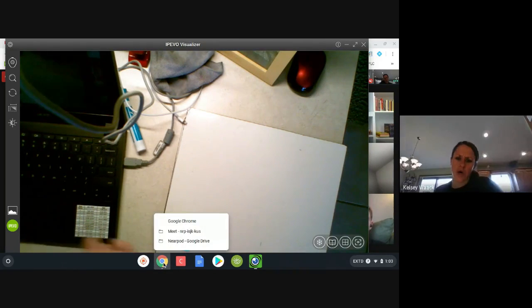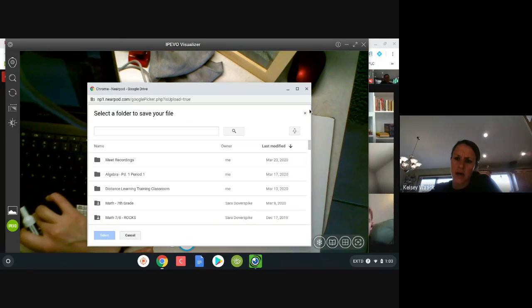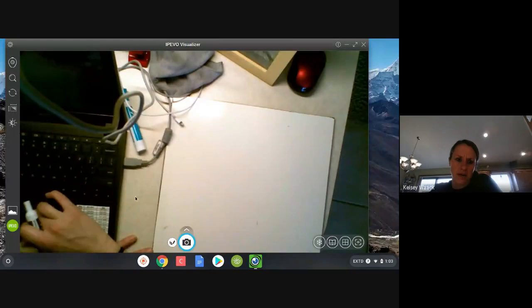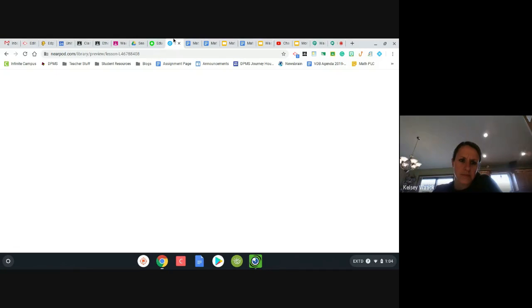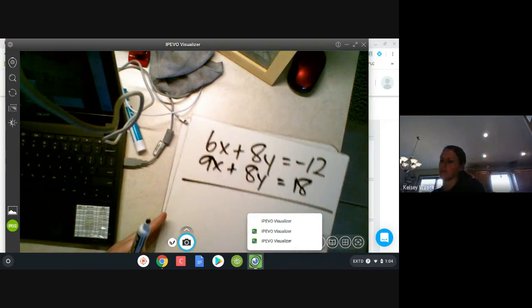So the first one that I think there were questions on was, oops. Sorry, navigating on my part. 6x plus 8y equals -12. And the other equation of the system was 9x plus 8y equals 18. This is slide 18 one more time.